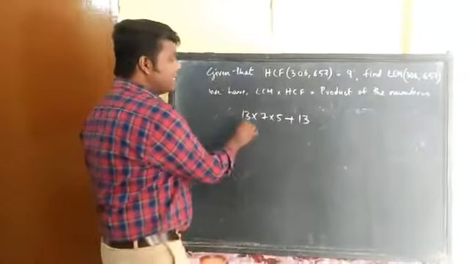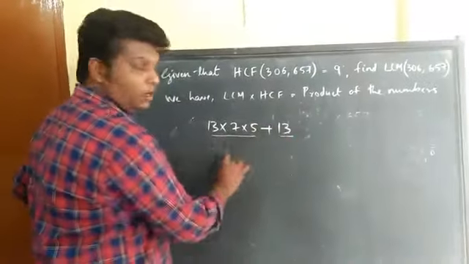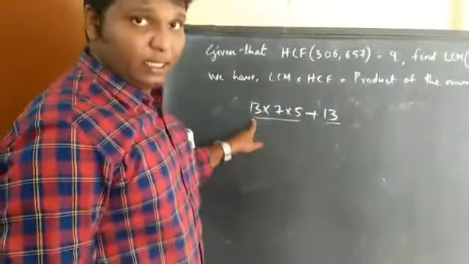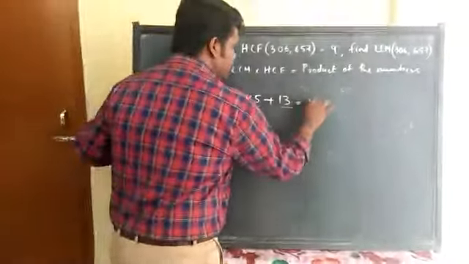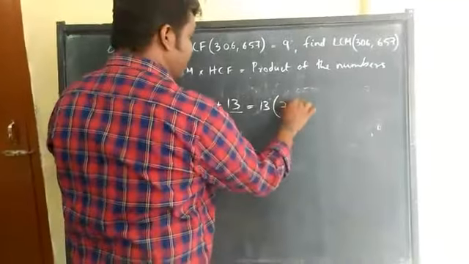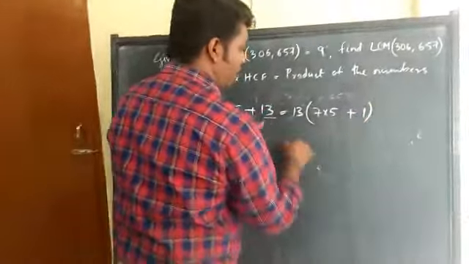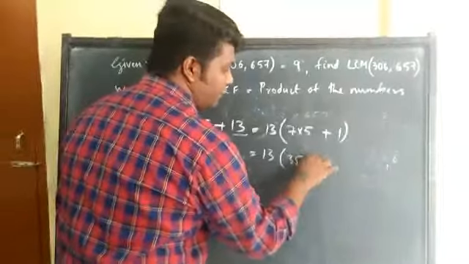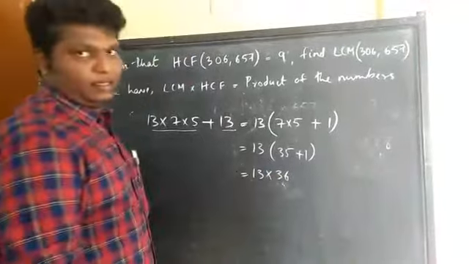Let us come to this point. So here it is 13 into 7 into 5 plus 13. So here there are two terms. Right? This is the first term, this is the second term. So from these two terms, you can see here 13 is common. So if I am taking 13 as common, I can write like this. 13 into, if I take 13 out from here, what remains? 7 into 5 plus here only 1. That's equal to 13 into 7 5s are 35 plus 1. That is equal to 13 into 36.